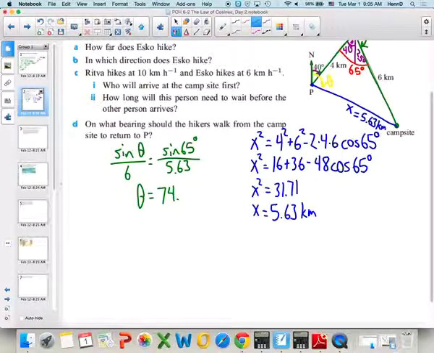Well, I'm looking at it right now. I'm not getting that. 74.99? Okay. 74. Alright. So how do I get this? What direction did Esko hike? What was his bearing? 114.99 degrees. Yeah. Because we had to add theta to the 40 to get the bearing.